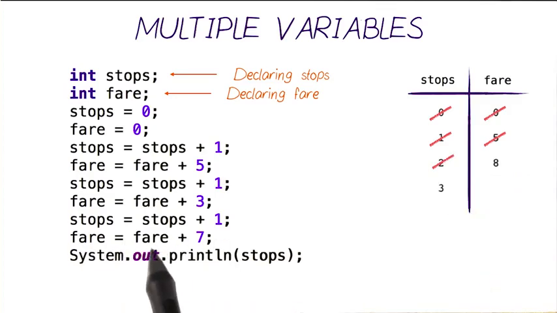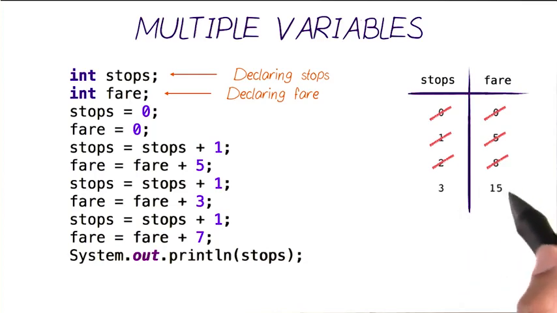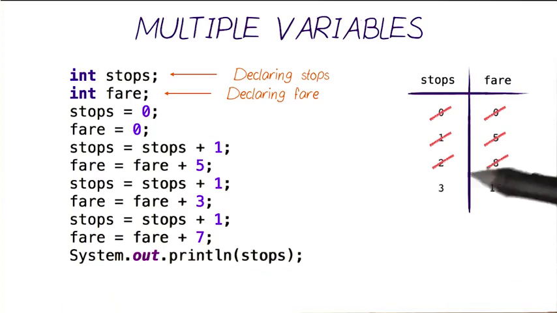And finally, our fare variable gets updated by adding 7 to it. So adding 7 to 8 makes it 15. So by the time we get to this print line statement at the end here, the current value of stops is 3 and the current value of fare is 15. But this is only printing out the variable stops, which happens to be 3. So the print output of this program is 3.